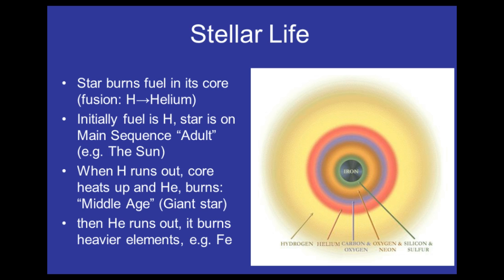Now, recall that main sequence stars are located down the middle of the HR diagram from top left to lower right. So look at the diagram that you've made in your notes and see where the main sequence stars are, and you'll see that's where our sun is.